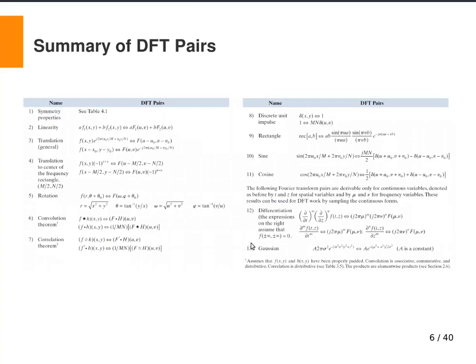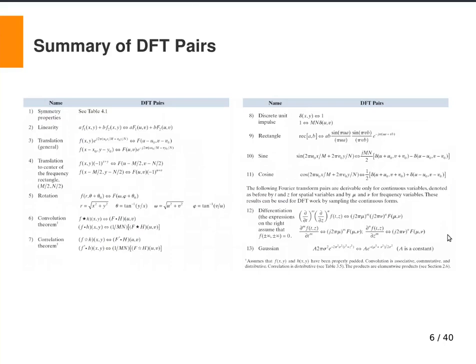And then finally we have these two DFT pairs, which are in general available for the continuous variables. So we have the differentiation, which basically shows the relationship between differentiating the signal in the signal domain and its representation in the Fourier domain, and vice versa. And also we have the fact that Gaussian functions in the signal domain are going to have a Gaussian shape in the frequency domain as well. So these two are the things that we see later on as well.